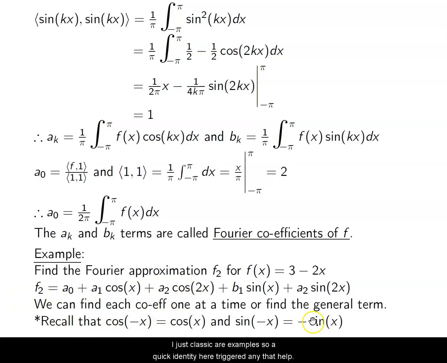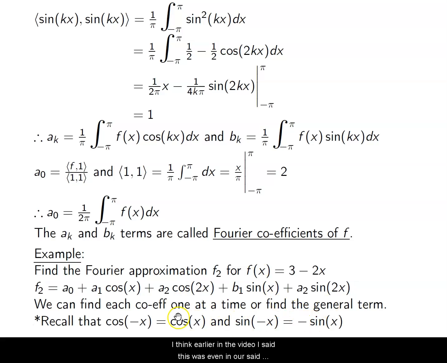So a quick trig identity that helps, because we're using cosines and sines and we're going to be plugging in positive and negative values. These identities help quite a bit. Cosine of negative x is just cosine of x, and sine of negative x is negative sine of x. So cosine is even and sine is an odd function, so that's why it helps.